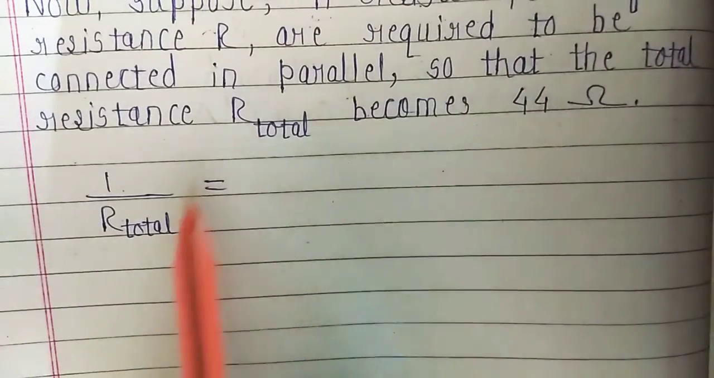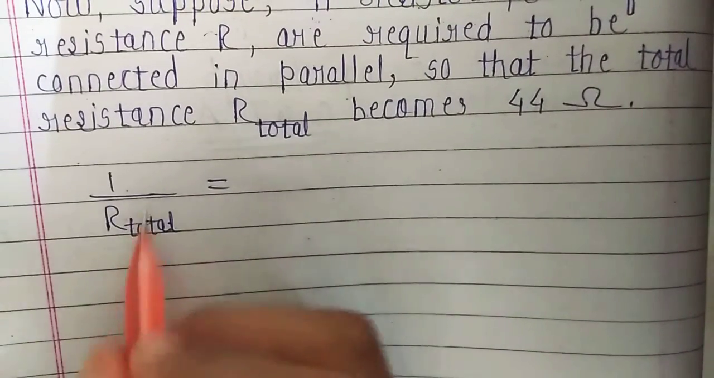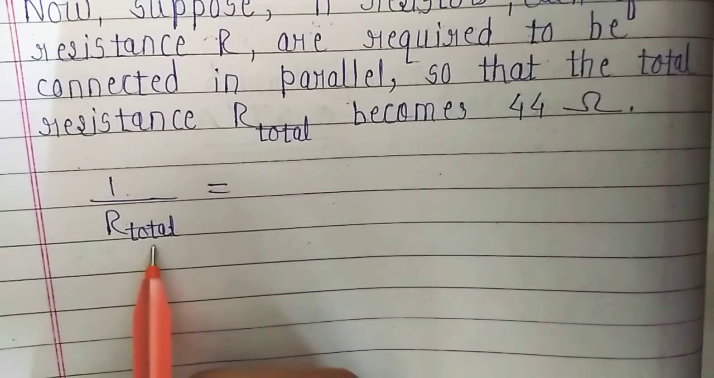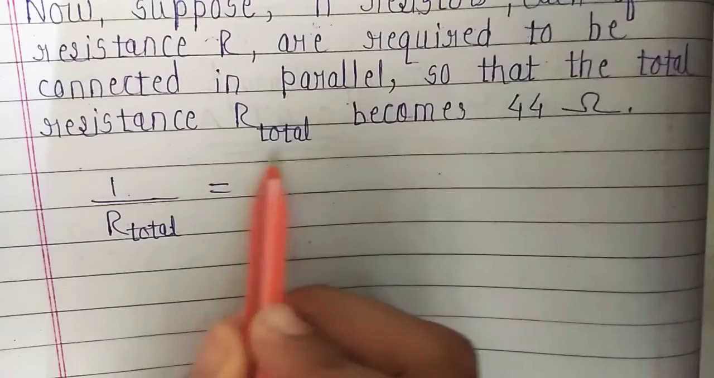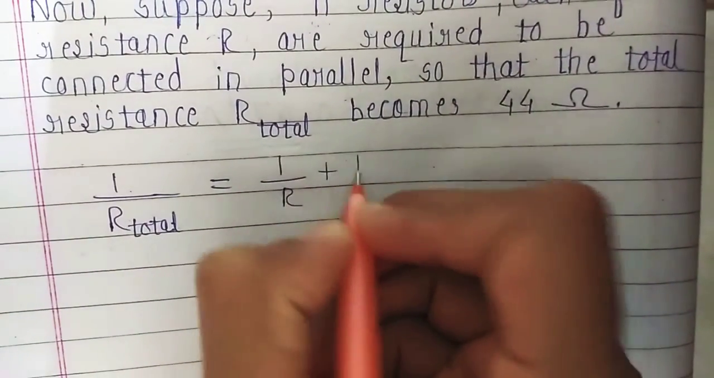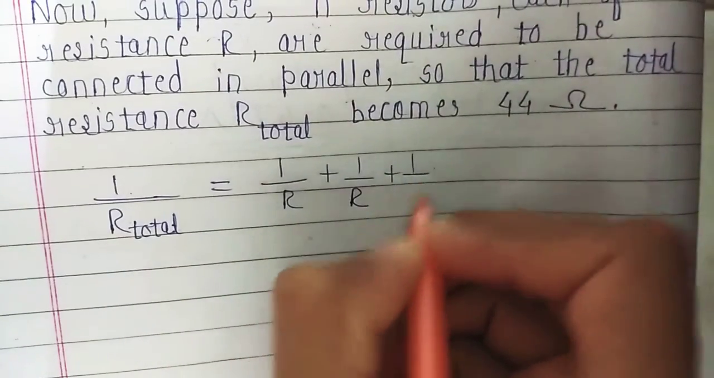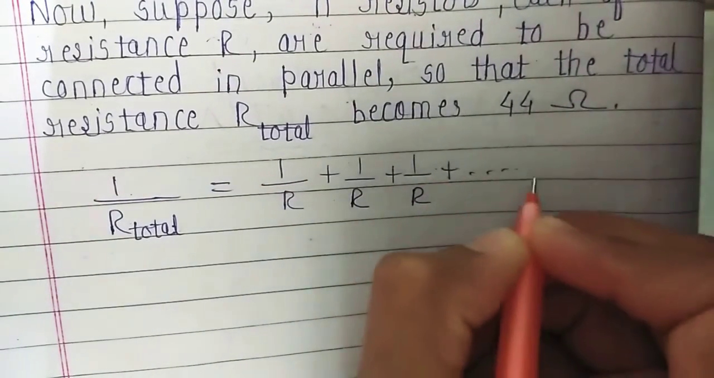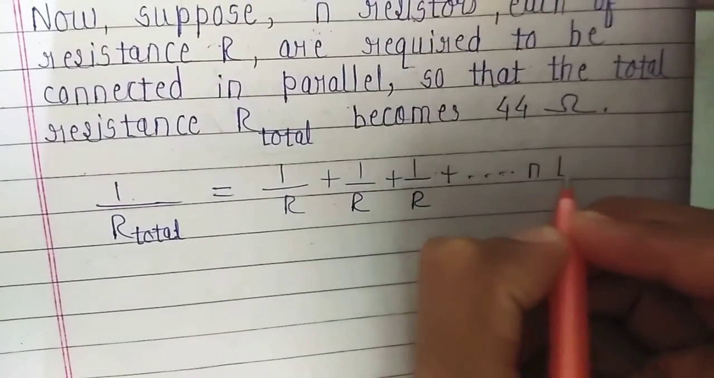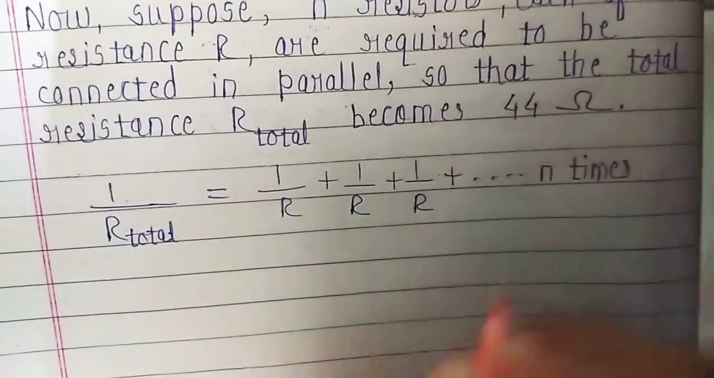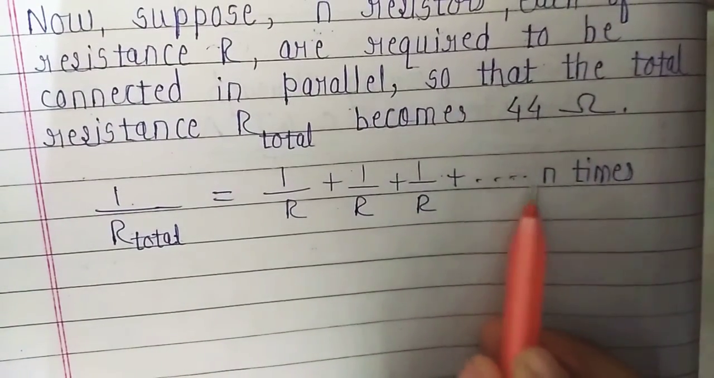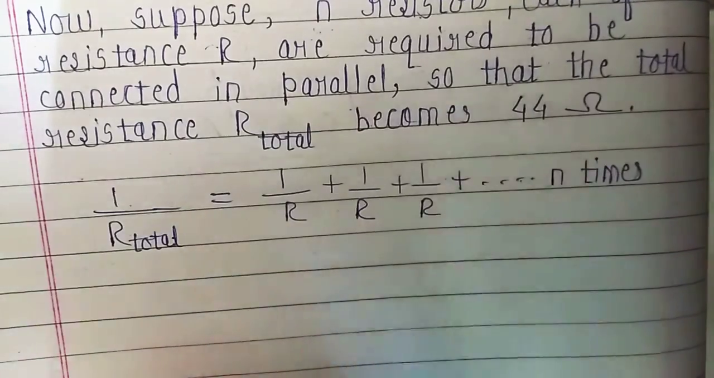As they are connected in parallel, we have to write the formula for parallel, 1 upon R total. Here we will not write RP, we will write R total because we have mentioned R total. What is the formula? 1 upon R plus 1 upon R plus 1 upon R. How many will we write? We don't know the number, so we will write it n times, continuing n times.